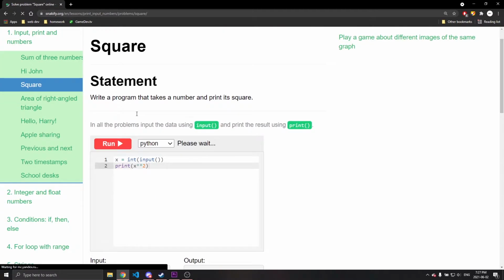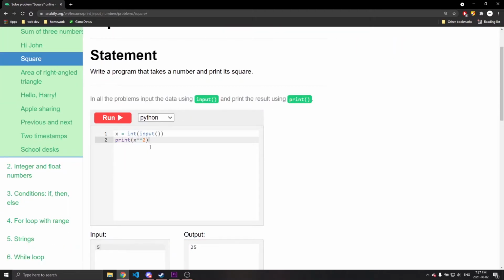For square, we're just gonna square our input. So we just put two multiplication symbols to signify to the power of, so x to the power of 2.